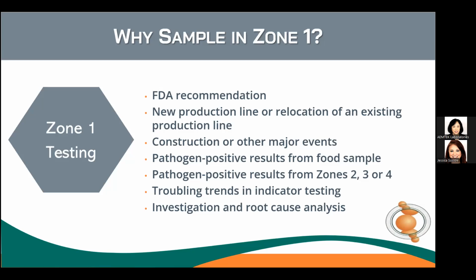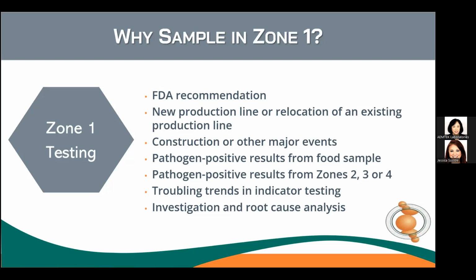You might ask, why should we even consider testing Zone 1 for pathogens? Of course, a big reason is that FDA recommends performing routine Zone 1 testing for Listeria species. There are other instances where it would be beneficial to sample Zone 1 for pathogens. For example, you have a new production line that has not been used, or you relocate an existing production line. Before starting production, that's a good time to test for pathogens, just to get a clearance or give you suggestions to sanitize better.